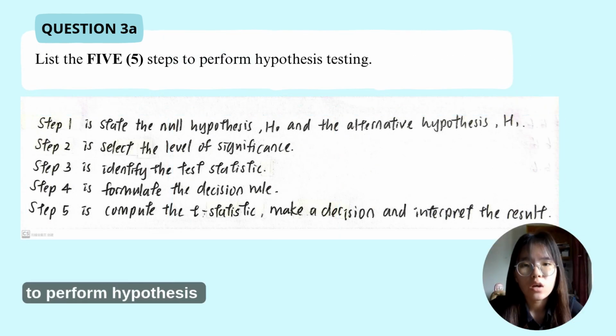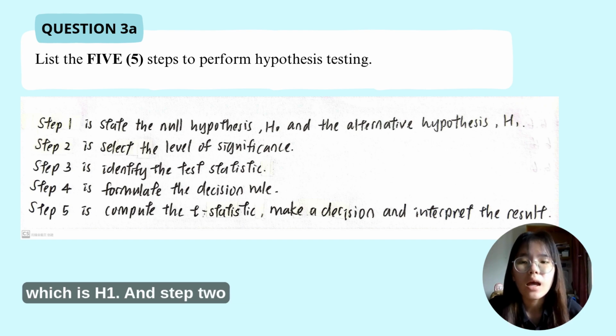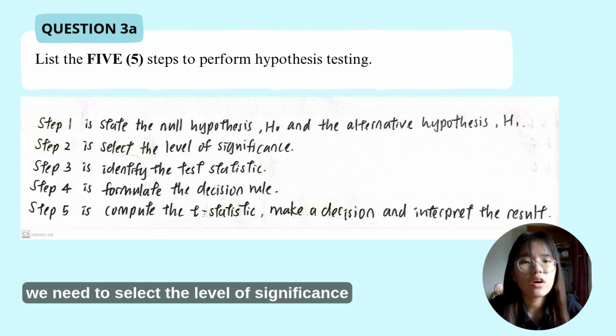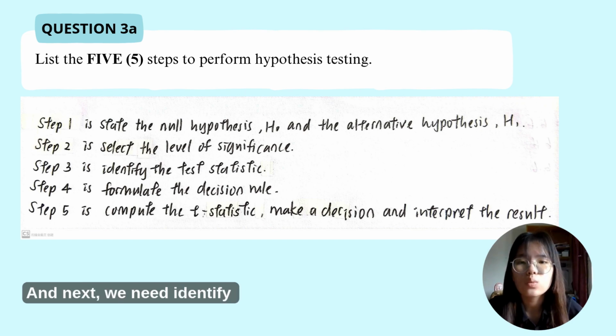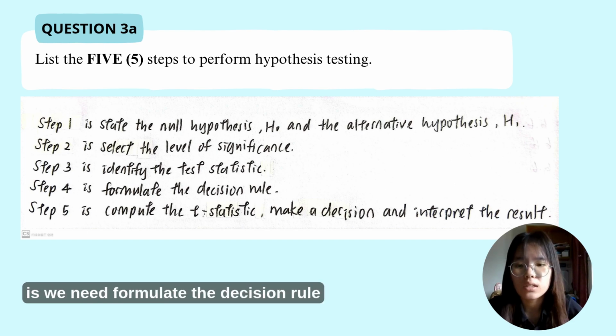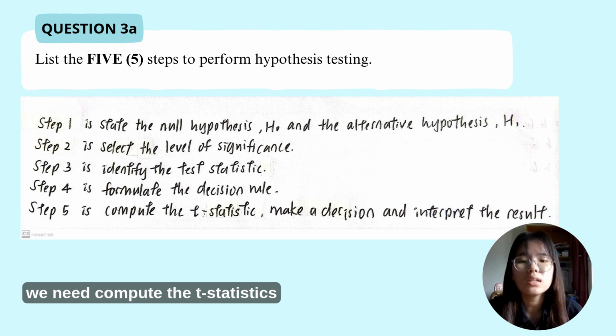For question 3a, to perform hypothesis testing, we need 5 steps. First, we need to state the null hypothesis, H0, and the alternative hypothesis, H1. Step 2, we need to select the level of significance. Next, we need to identify the test statistic. Step 4 is we need to formulate the decision rule. And the last, we need to compute the t statistic, make a decision, and interpret the decision.